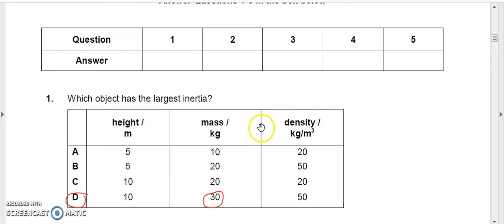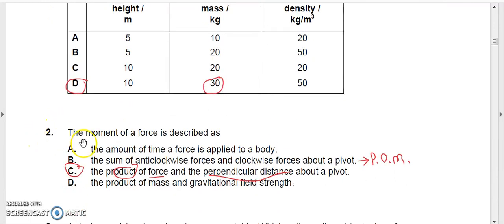Alright, first question. Which object has the largest inertia? So the keyword here is inertia. Don't look at the rest, don't be distracted. Just go straight to the variable that affects inertia the most, which is mass. Look at the highest, 30 D, answer. That's it.